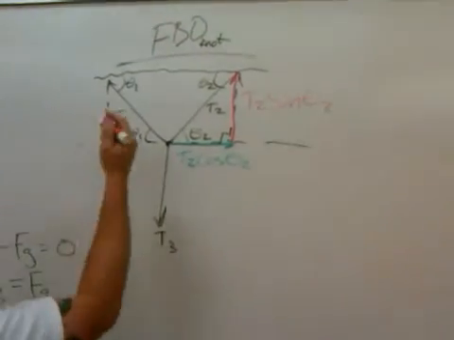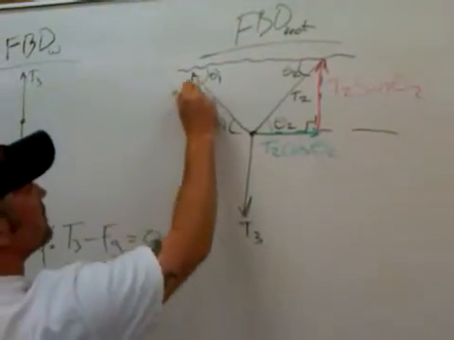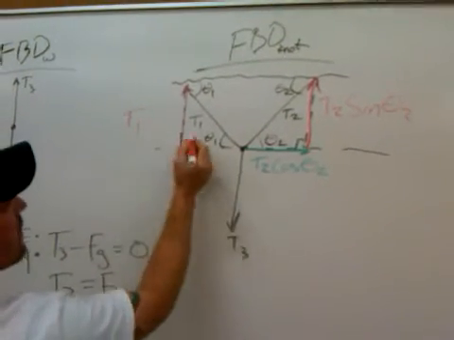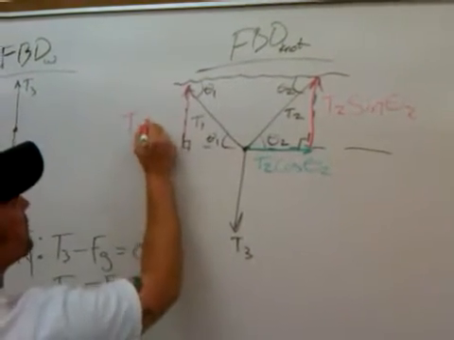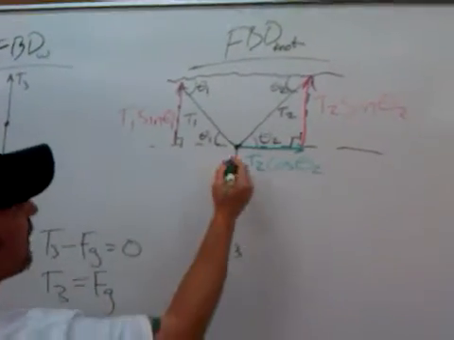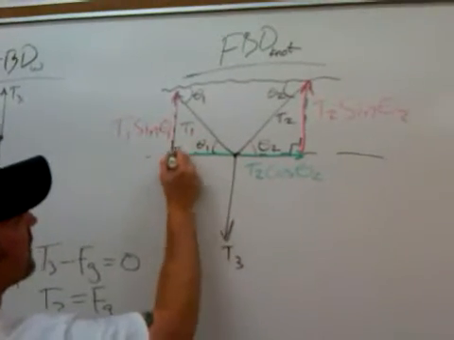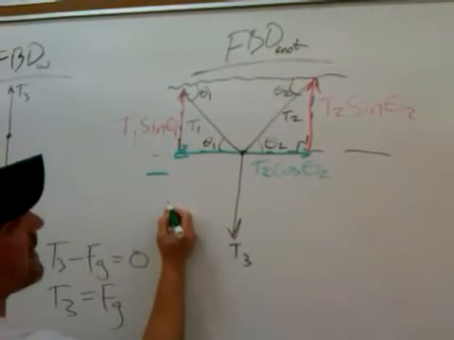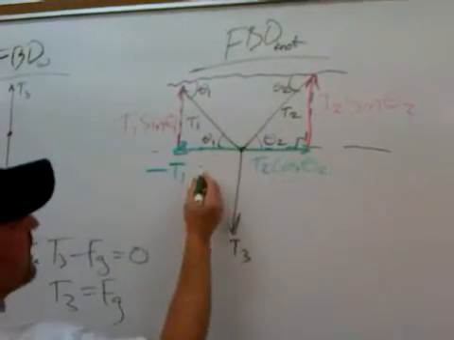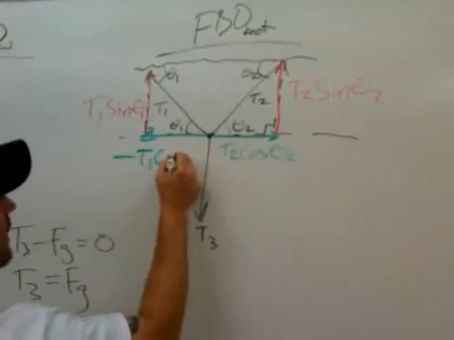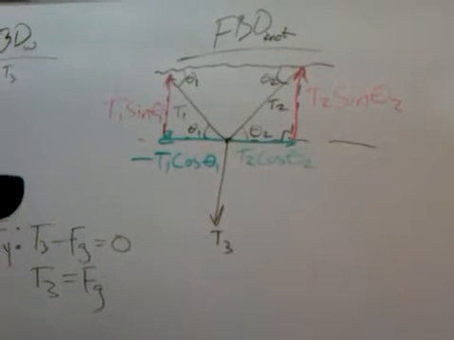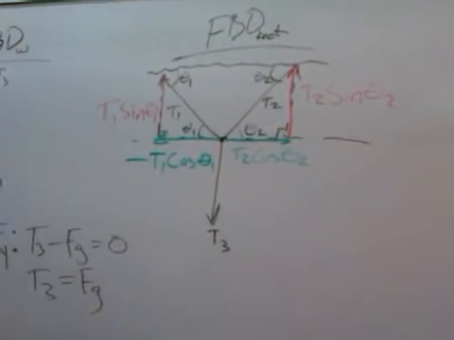Moving to the other side, my y direction still moving up, so I have this time T1, opposite angle from the theta, so sine theta 1. Now going on my x, this time I'm moving to the left, so this is the negative x direction, magnitude T1 times the adjacent, so cosine theta 1.